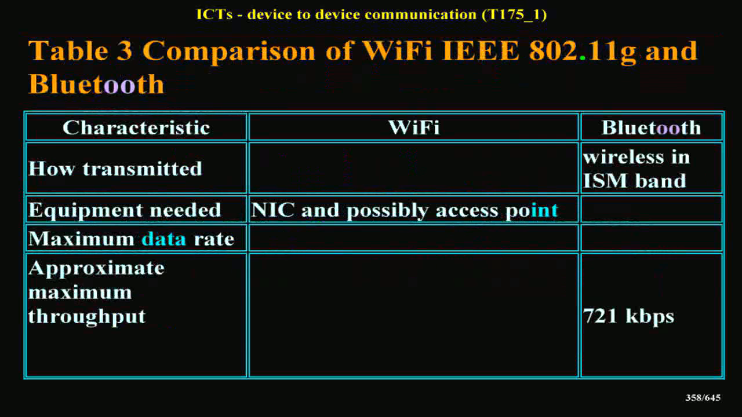Table 3. Comparison of Wi-Fi IEEE 802.11g and Bluetooth. Characteristic: Wi-Fi, Bluetooth. How transmitted: wireless and ISM band. Equipment needed: NIC and possibly access point.